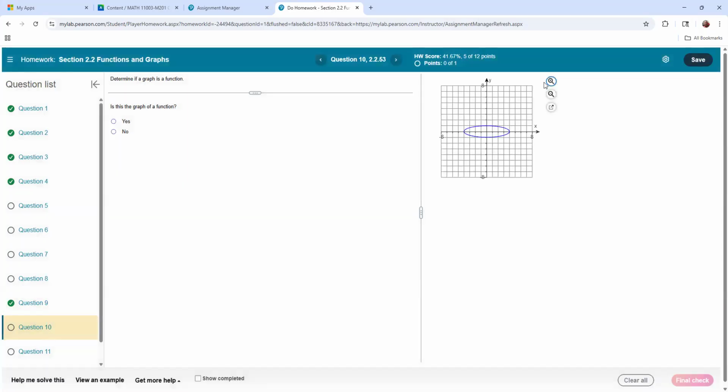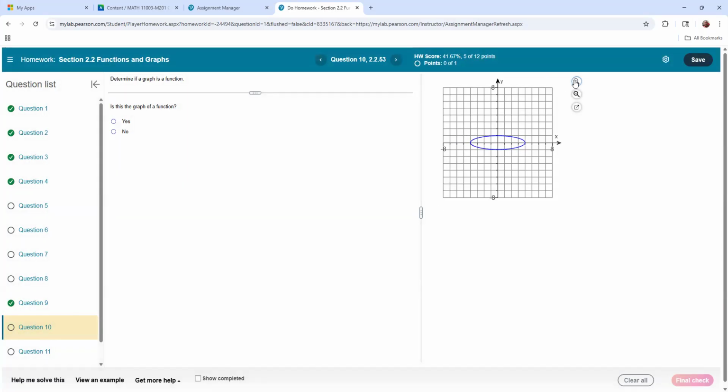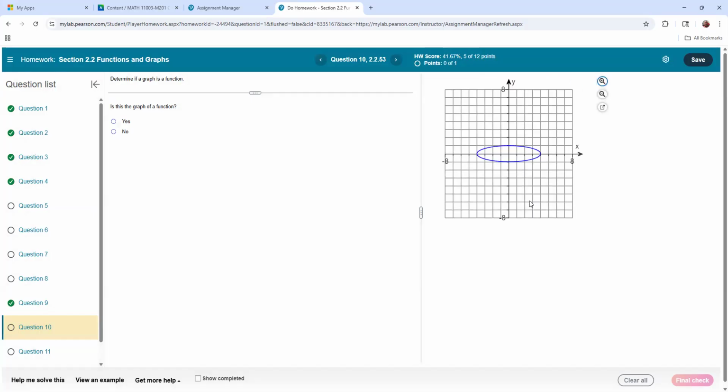Let me make this larger. Sort of like an oval. All right, y'all are quick on that, because if you draw vertical lines, it's going to intersect the top and the bottom. So that's a no.